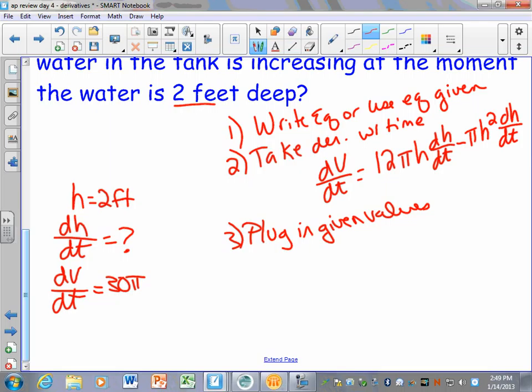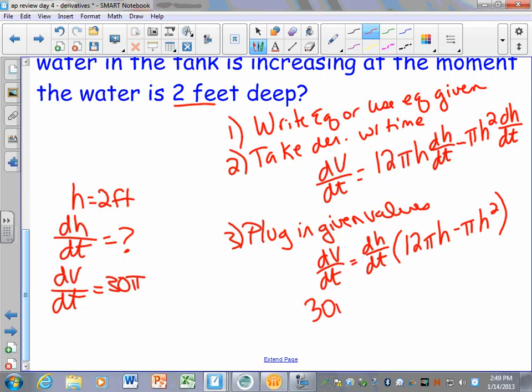And probably if I was doing this, just to make my life a little easier, I'm going to factor out that dH over dt, because that's what I'm trying to solve for, and just plug it in there. So I get 30 pi equals dH over dt times 12 pi times 2 minus pi times 2 squared.